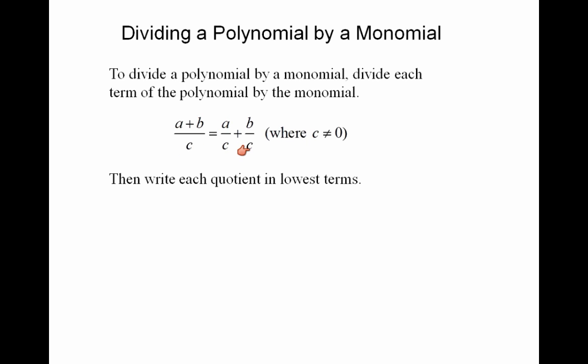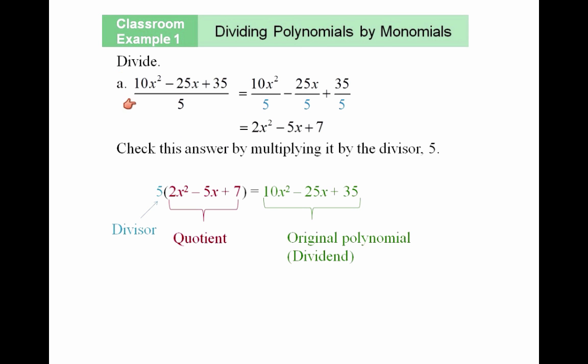Of course, c cannot be equal to 0 because that would cause this to become undefined. And then we reduce each of these. Then write each quotient in lowest terms. Take a look at the example. Divide: we have a polynomial at the top of the fraction over one term at the bottom of the fraction. So we separate these. We write this as 10x squared over 5 minus 25x over 5 plus 35 over 5.